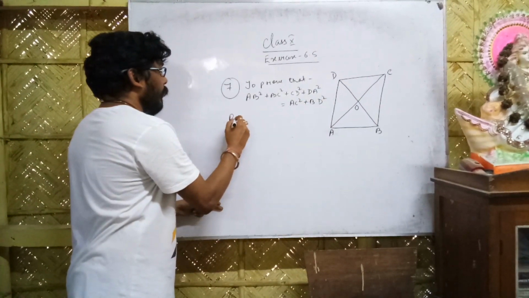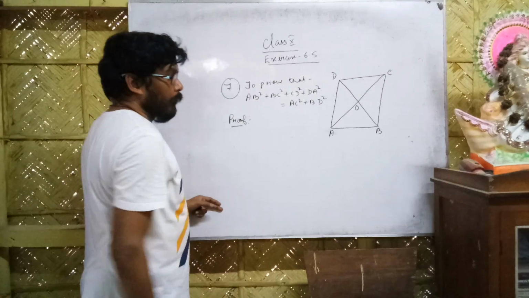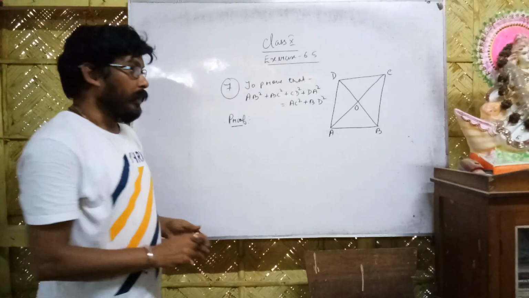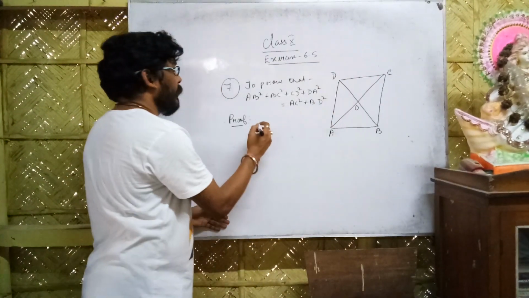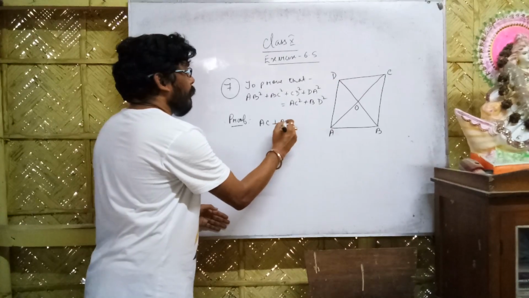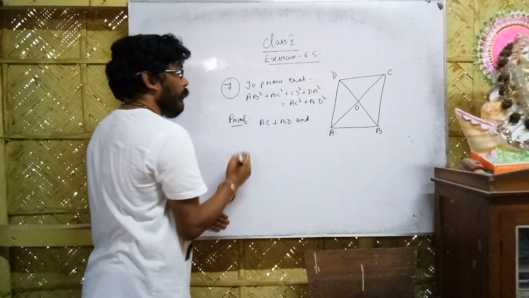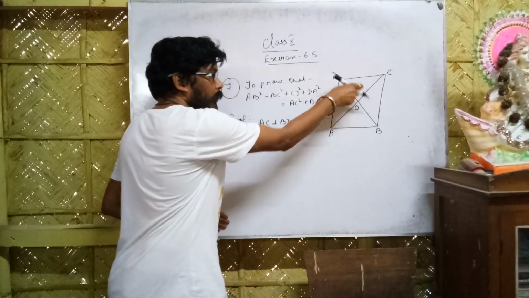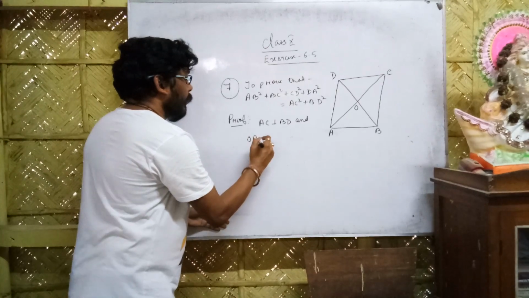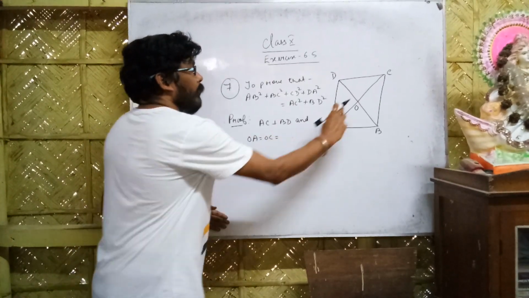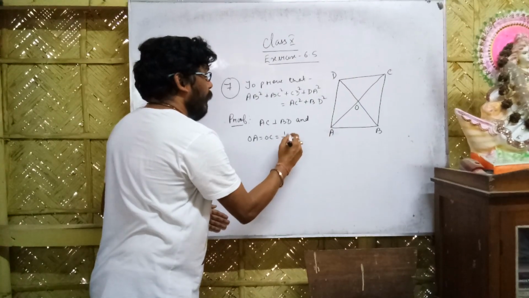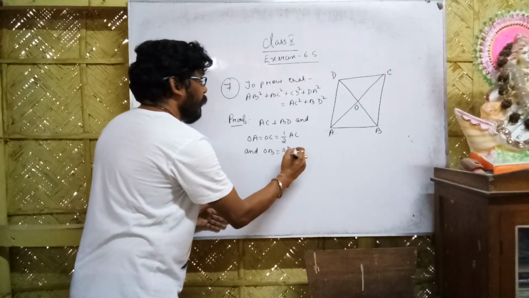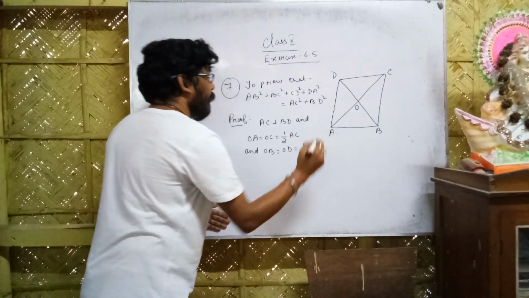Now proof. In the proof, what will we write? We know diagonals of a rhombus bisect each other at 90 degrees. It means AC is perpendicular to BD, and diagonals bisect each other means OA equal to OC, OB equal to OD. So you can write OA equal to OC, these two parts are equal, each of them is half of AC, and OB equal to OD equal to half of BD.